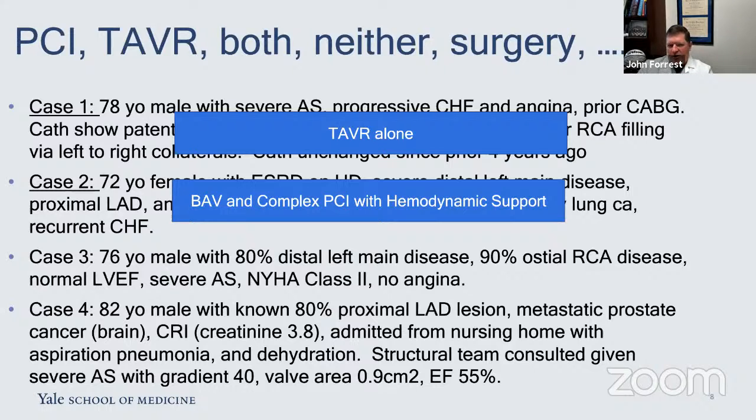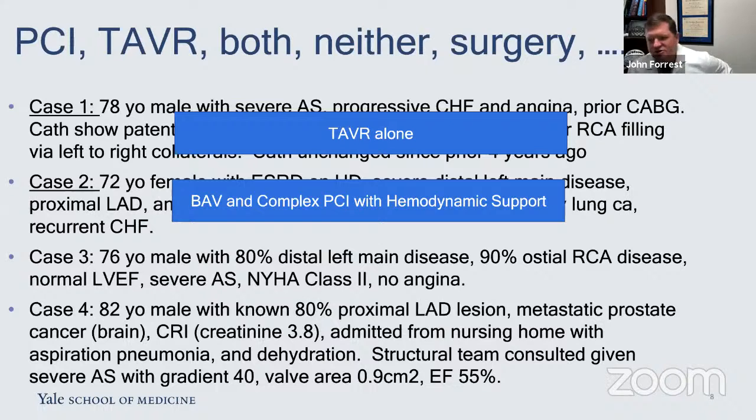The one thing I would add is I think a balloon valvuloplasty up front gives you a little bit of help there, especially when you're dealing with left main disease. And you're going to put in a large sheath anyways for that, which you then can just use for your hemodynamic support. And this is a patient who we did about 2 weeks ago.